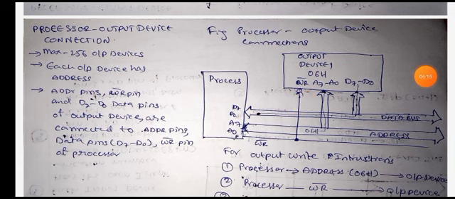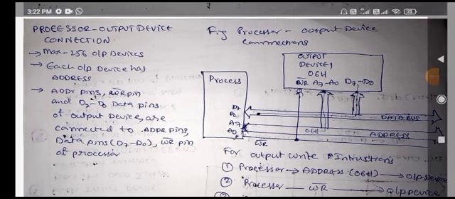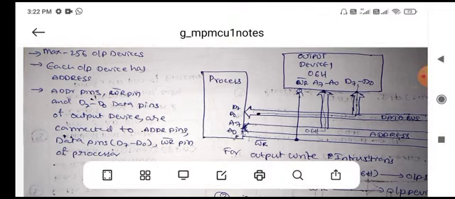So this is all about how the processor, input, output and memory are connected, how the processor is connected to an input device, and how it communicates. So this is all about the processor communicating with input and output and memory devices.